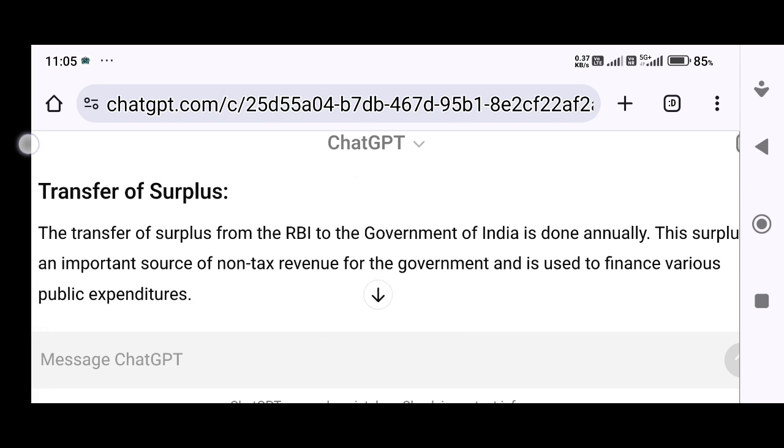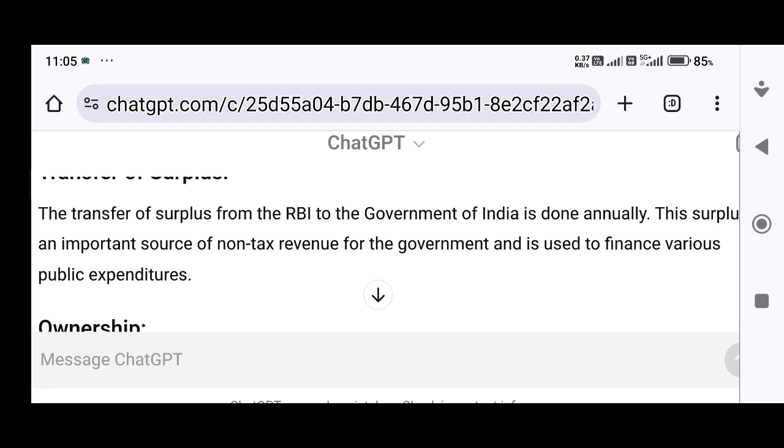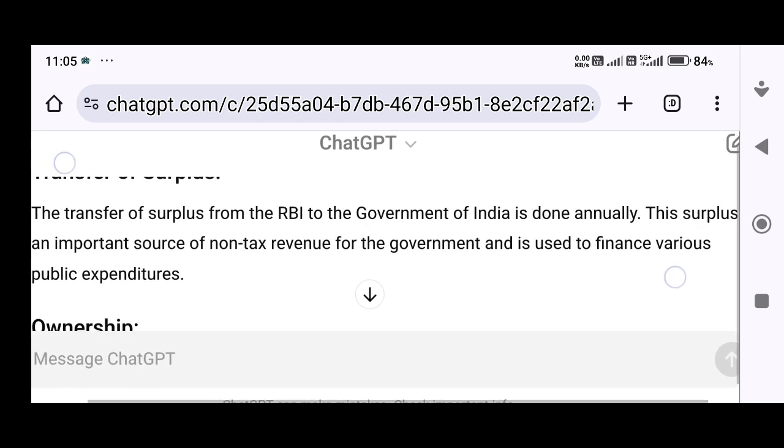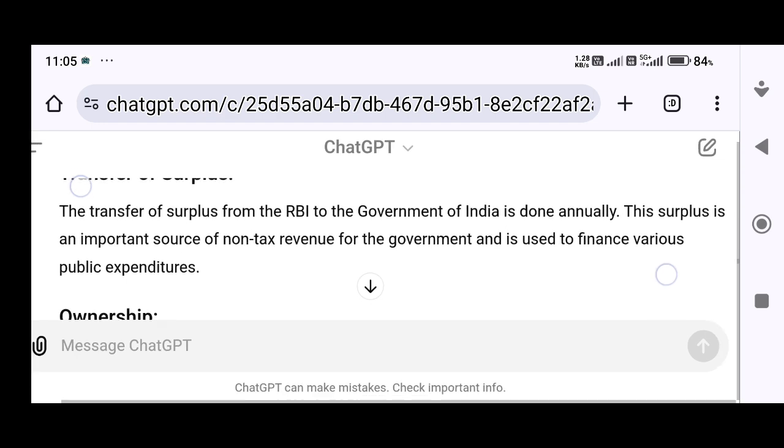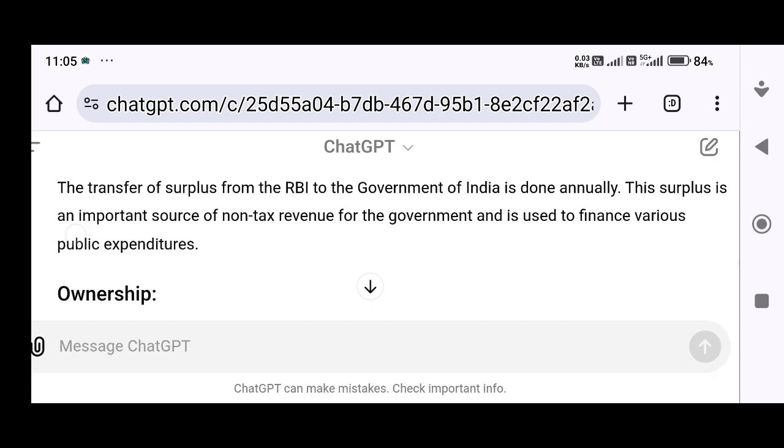Transfer of surplus. The transfer of surplus from the RBI to the Government of India is done annually. This surplus is an important source of non-tax revenue for the government and is used to finance various public expenditures.